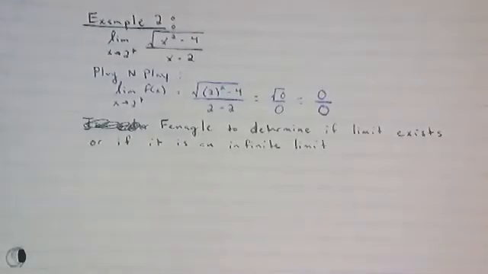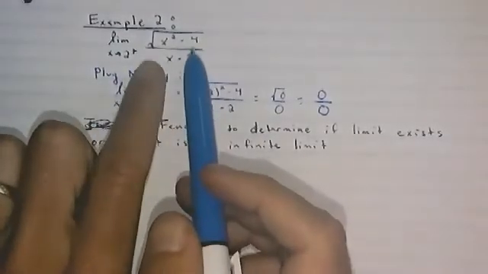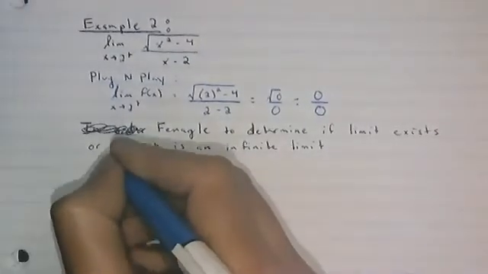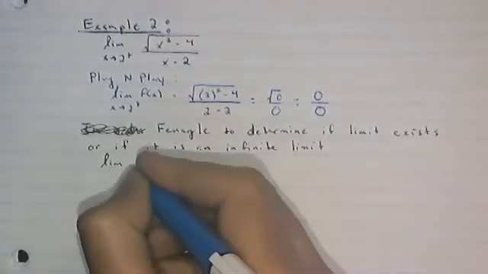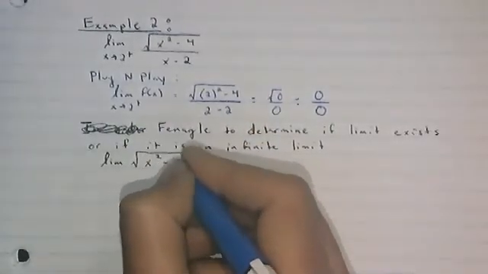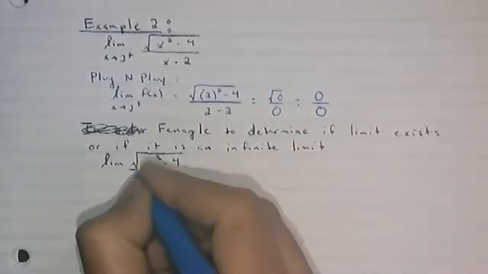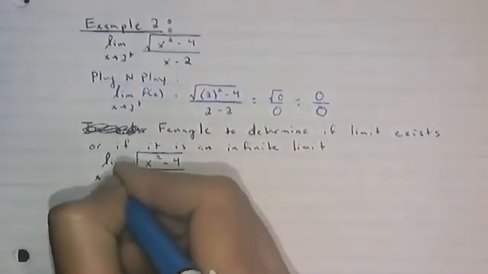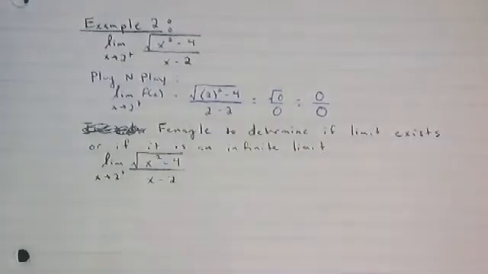Right now, we don't know. Well, the finagling we're going to do, we don't like radicals, so let's try to get rid of the radical. So the limit of the square root of x squared minus 4 divided by x minus 2 as x approaches 2 from the right.